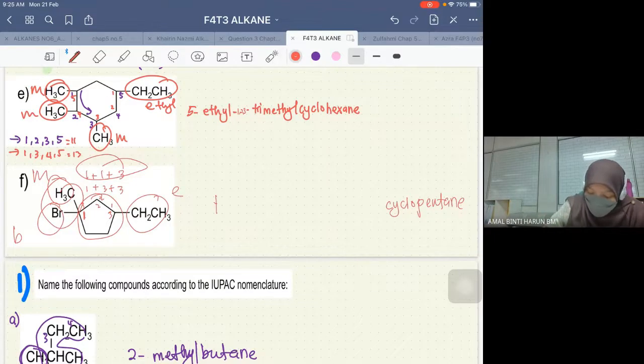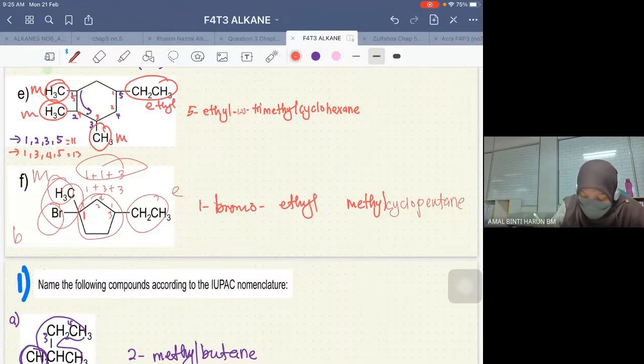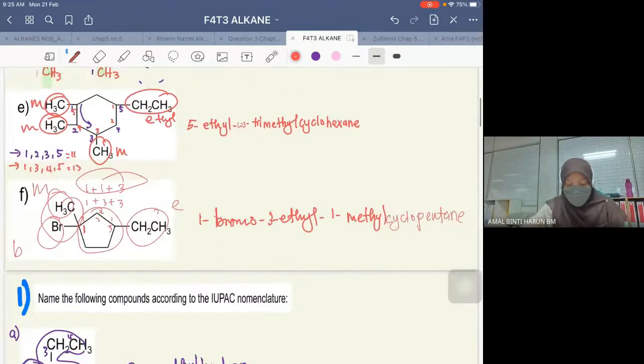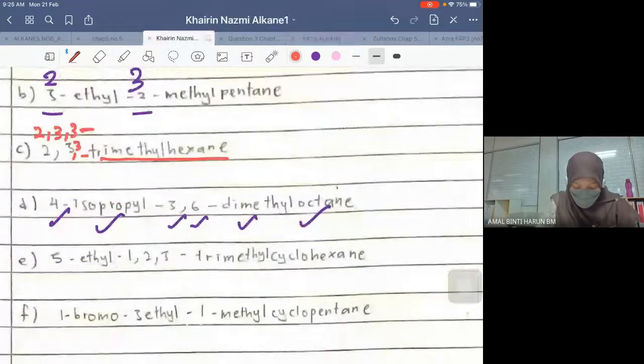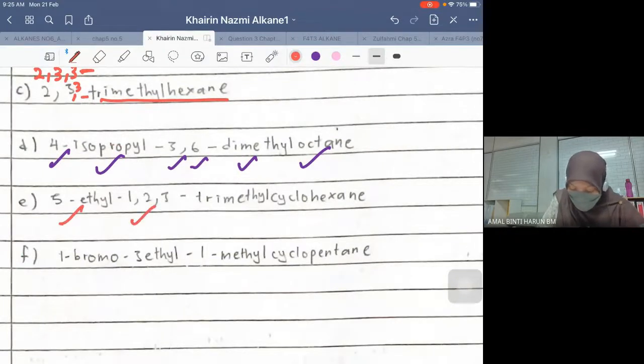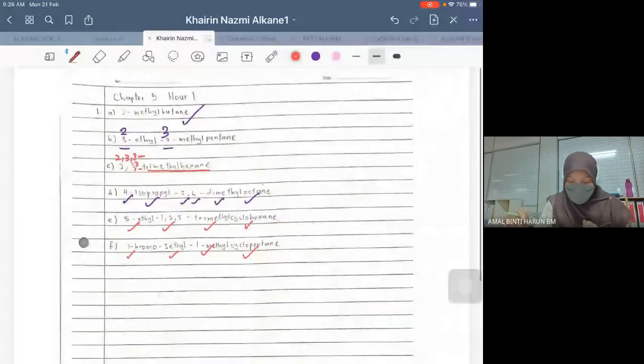So bromo, and then followed by ethyl, and then followed by methyl. Okay. Location of the bromo at carbon number 1, and then ethyl at carbon number 3, hyphen, and then methyl at carbon number 1. Okay. Tengok, Kari Nazmi, 5 ethyl, 1, 2, 3 trimethyl cyclohexene as a parent. 1 bromo, 1 methyl, 3 ethyl. Okay, very good. Thank you, Karin.